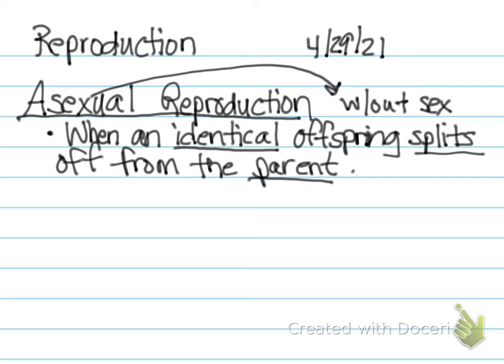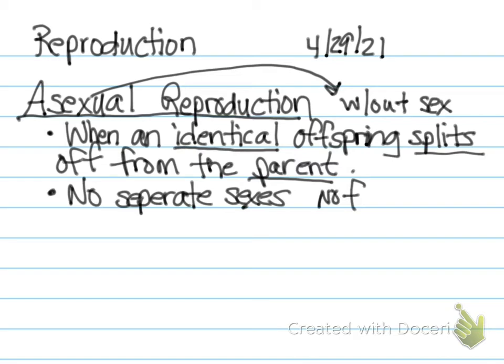Next bullet point. There are no separate sexes. And what I mean is there are no female and no male. There is no such thing when you're talking about an animal that can reproduce asexually. You don't have to have a mom and dad to get a child in this form of reproduction.